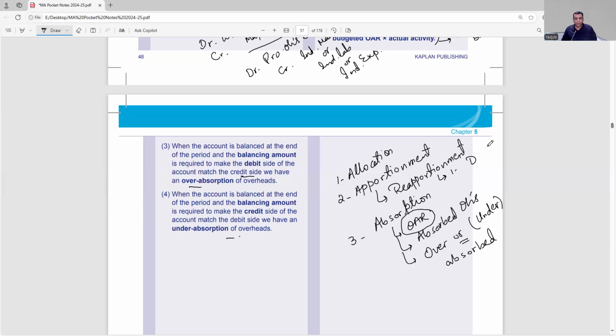Reapportionment has three methods. One is called the direct method. The second one is called the step down method. And the third one is called the repeated distribution or reciprocal method. We used the example of the repeated distribution method, where the process of reapportionment arises time and again until we get zero for all these service departments. So this was the whole process of reapportionment.